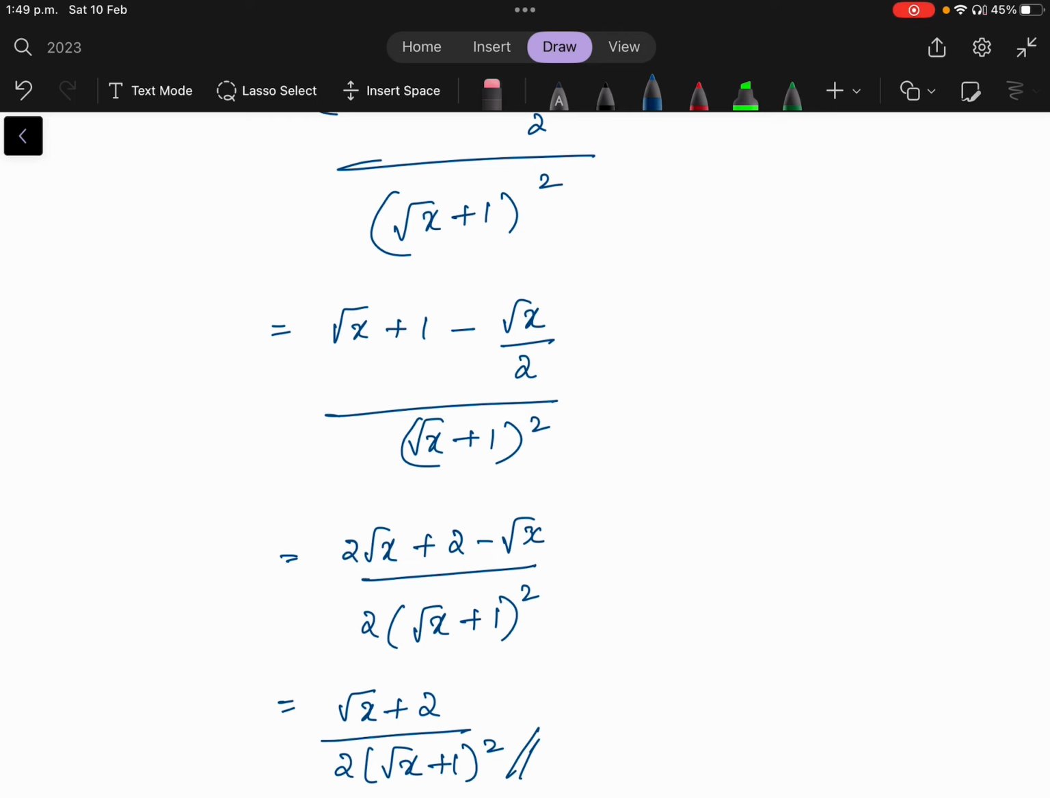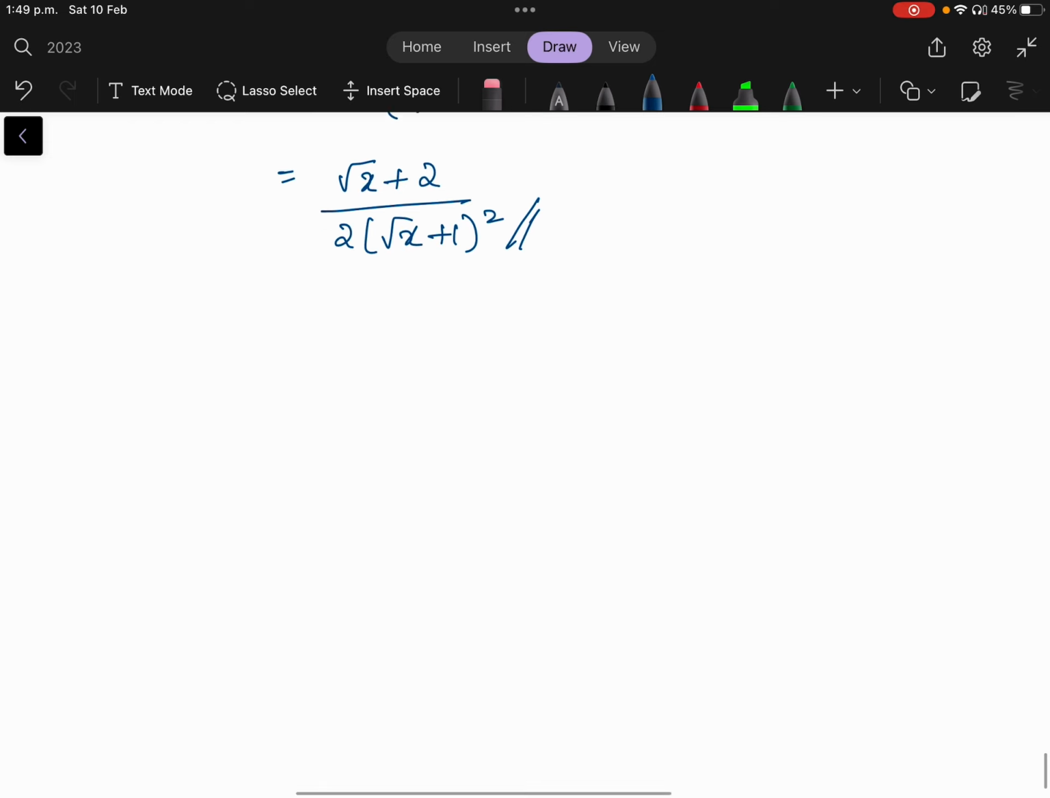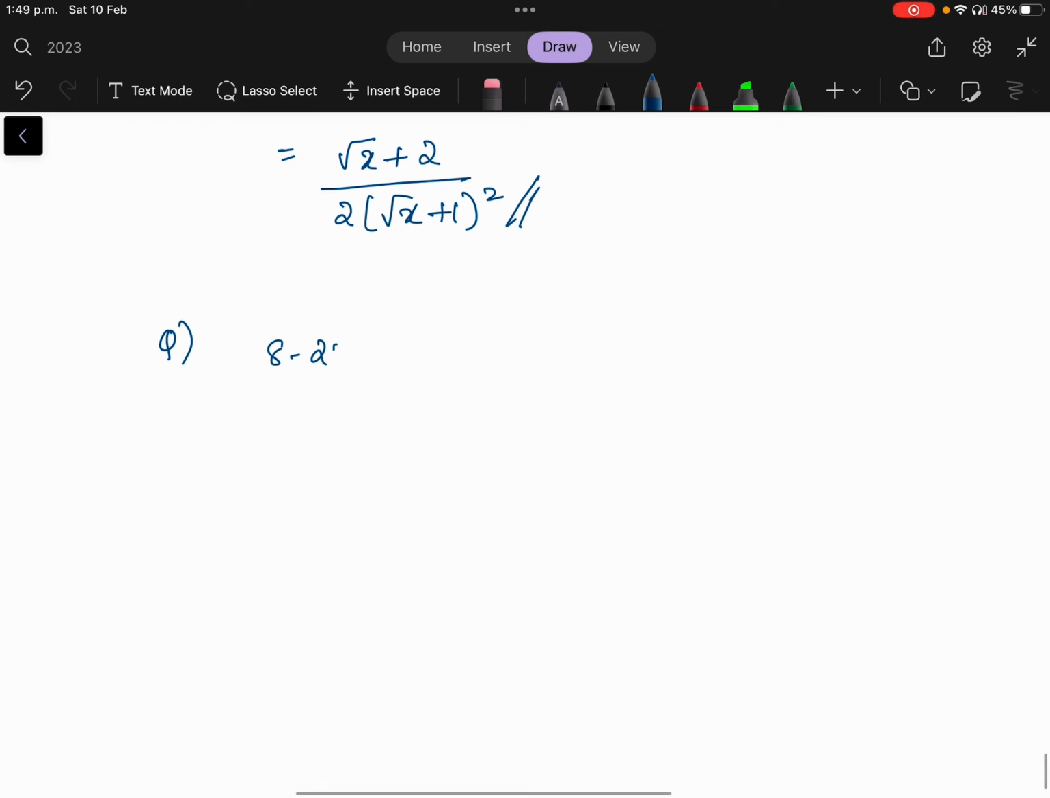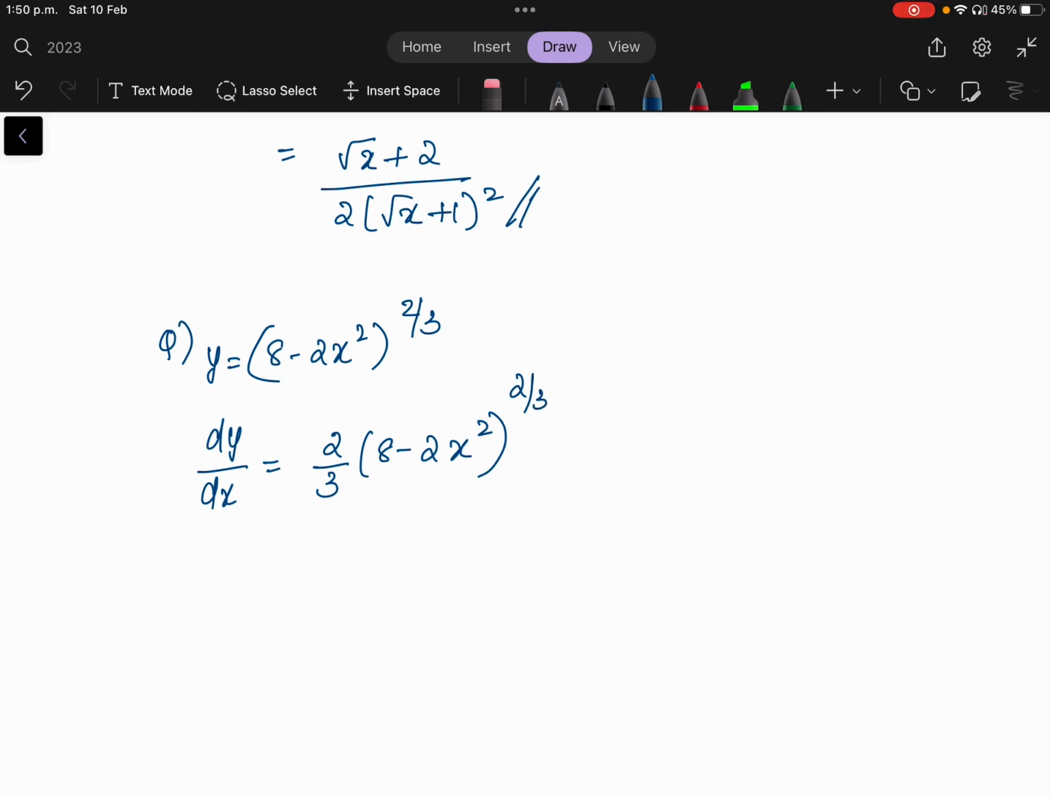Okay, we will get the answer like this. So I think that's it for this one. Maybe I'll just show one more question, which is (8 minus 2x square) to the power of 2 over 3. Then dy over dx is equal to 2 over 3 (8 minus 2x square) to the power of 2 over 3 minus 1. And is this x? No, so you have to differentiate it again. So it is like minus 4x, and then it will be minus 8x over 3, (8 minus 2x square) to the power of minus 1 over 3.